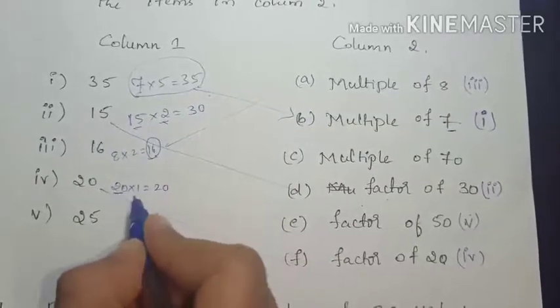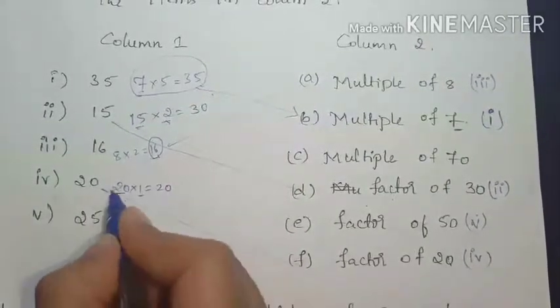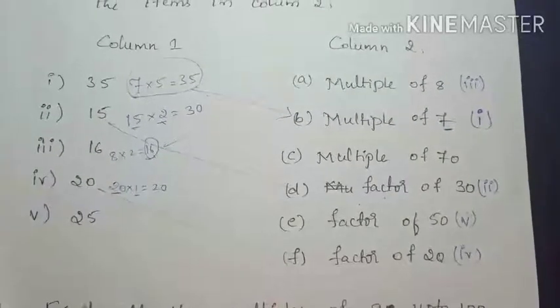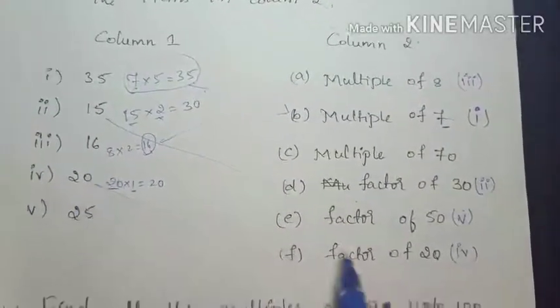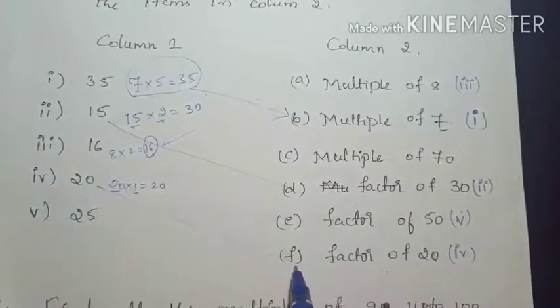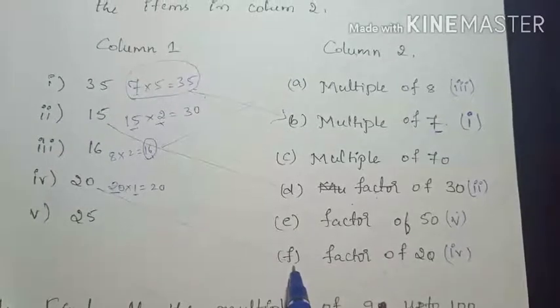Next, 20 is a factor of 20 itself because 20 ones are 20. Remember, the multiplicand and multiplier both are factors. 20 and 1 are factors of 20. So factor of 20. For the fourth question, option F is the right answer.